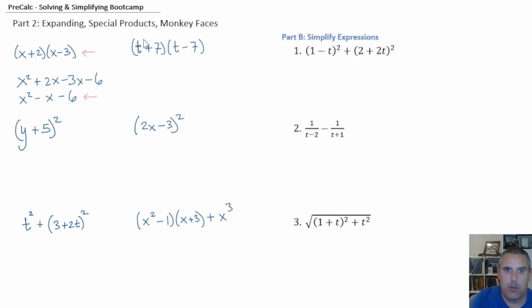Okay, let's do another one. Monkey face it out. Eyebrows, nose, mouth. Here we go. So this is going to be t squared. The mouth, the nose, and the outside. Hey, that's interesting. They cancel. This is a difference of squares, we call it. It's a special product when these signs are different. That's something you should know if you don't know already.